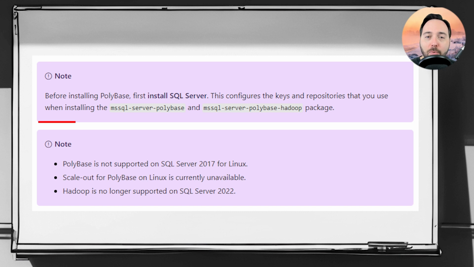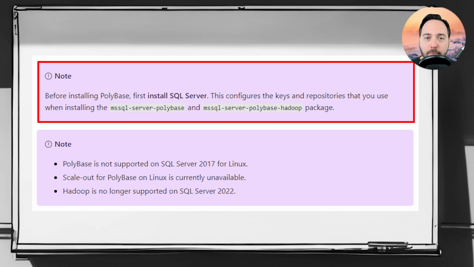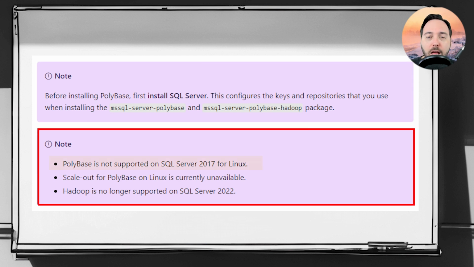I'm going to start with the notes and limitations. The list of limitations is a lot shorter for PolyBase than it was for SSIS, so that's a good start. Looking at this list, we see 3 limitations. The first is that they don't support SQL Server 2017. That's not a big deal, just use 2022 instead.